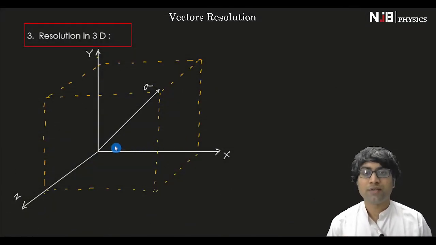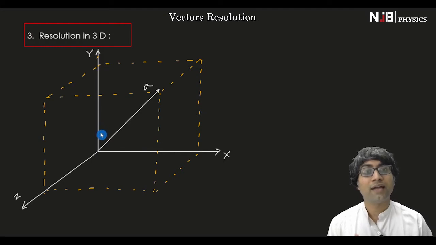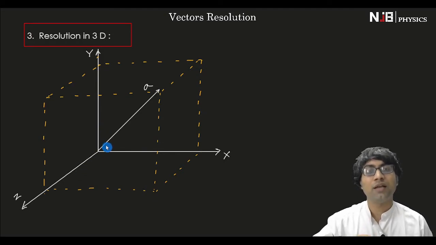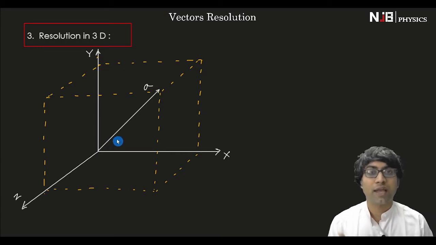So let's now imagine that we have a vector which is neither in the xy plane, nor in the yz plane, nor in the xz plane, and therefore this vector is going to have some x component as well as y component and z component. It is unlike the previous case where we were discussing resolution in 2 dimensions, in which the vector was either in the xy plane, or in the yz plane, or in the zx plane.